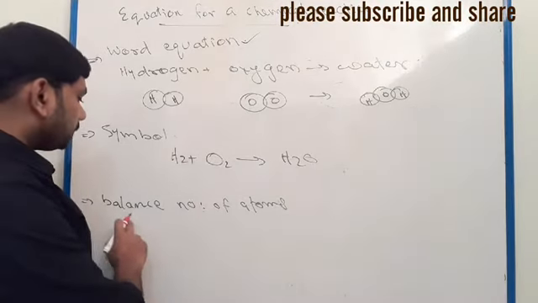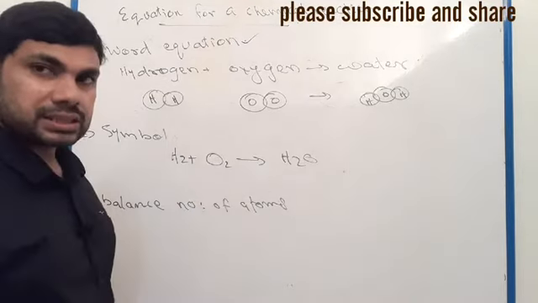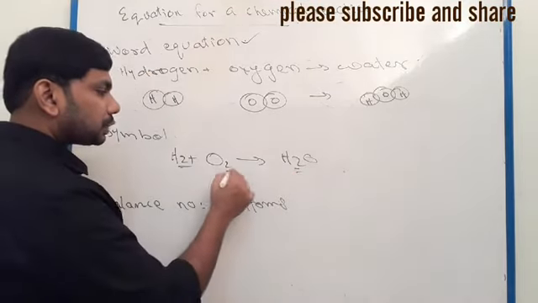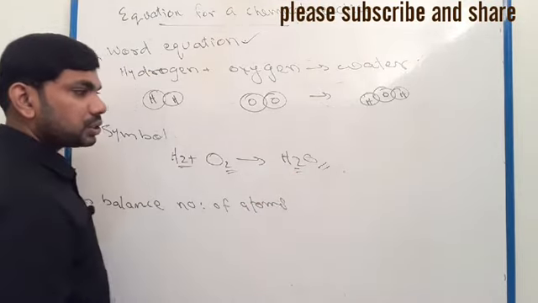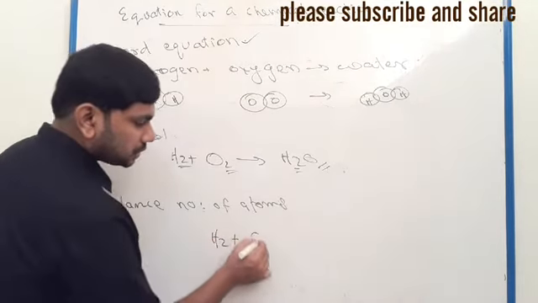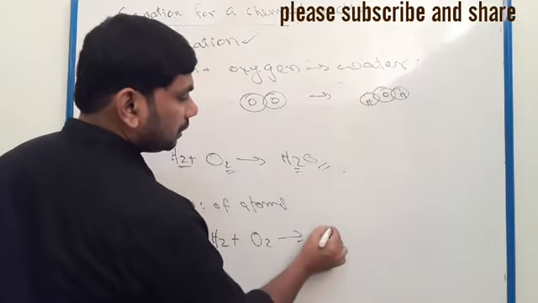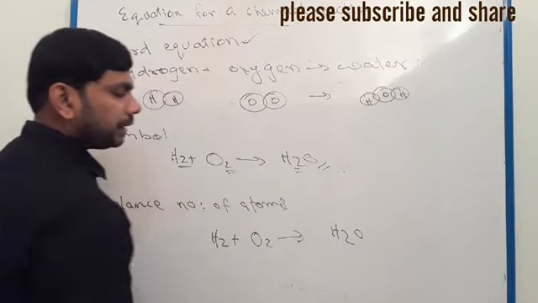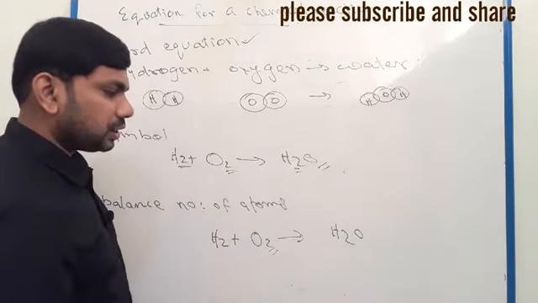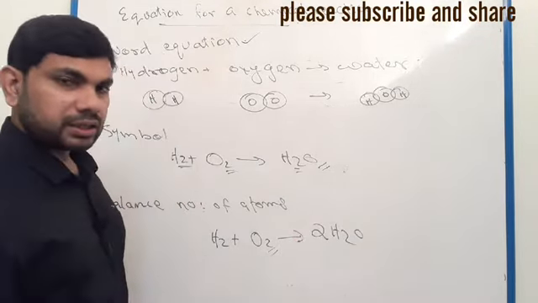Now look here, the third one, balance the number of atoms. Here the number of atoms is not balanced. Here 2 hydrogen, here 2 hydrogen, okay, but here 2 oxygen, here 1 oxygen, so it is not balanced. H2 plus O2 giving H2O. You want to make it balanced. So how many oxygen here? Here 2 oxygen. So write 2 over here, and 2 right here.